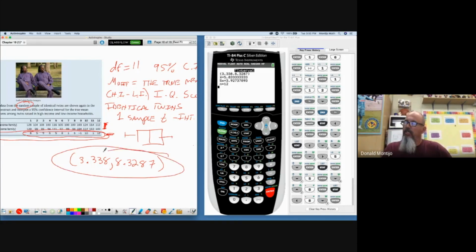So does the amount of money you have when you were raised have anything to do with your IQ later in life? It appears that it does. Right? So I am 95% confident that somewhere between 3.3 and 8.3 IQ points higher for those twins who were brought up in a high income family versus those who are not brought up in a high income family.